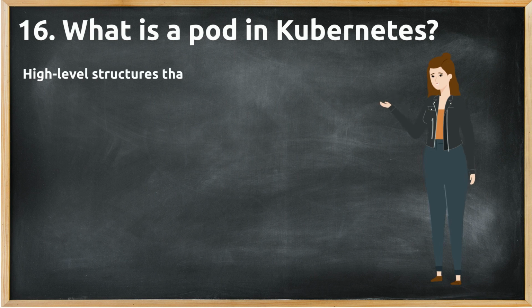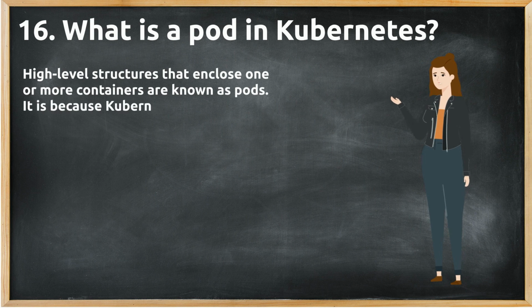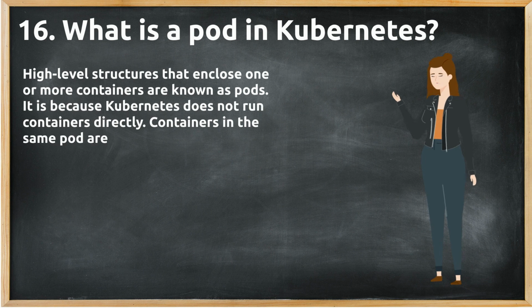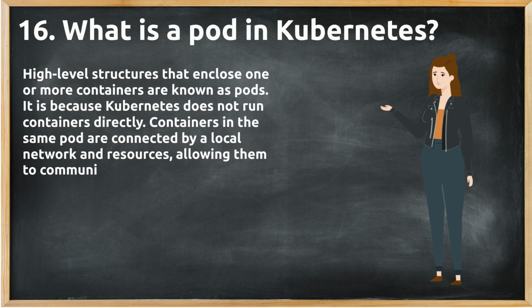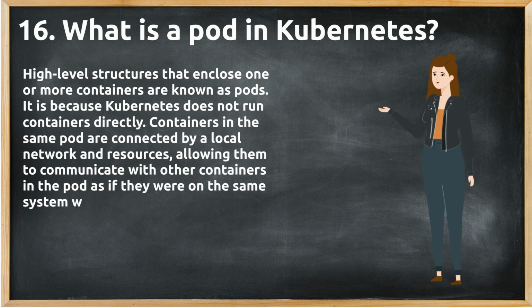16. What is a pod in Kubernetes? High-level structures that enclose one or more containers are known as pods. It is because Kubernetes does not run containers directly. Containers in the same pod are connected by a local network and resources, allowing them to communicate with other containers in the pod as if they were on the same system while retaining isolation.